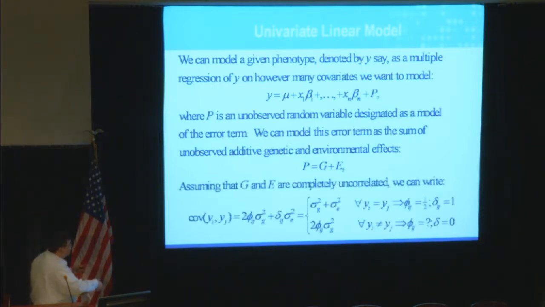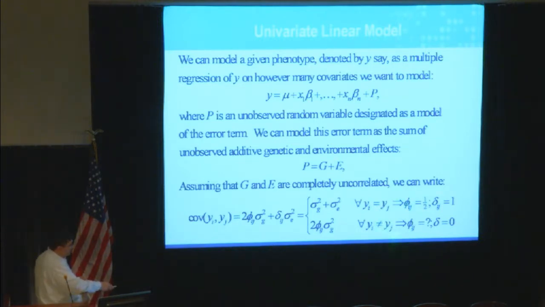If we assume that the genetic and environmental effects are completely uncorrelated, we can write the covariance decomposition between the phenotypes of any two individuals as this function involving twice the kinship coefficient, I'll get into this a little later, times the additive genetic variance plus this Kronecker delta times the residual environmental variance. Kronecker delta is just an indicator variable. It's 1 if individuals i and j are the same, 0 otherwise.